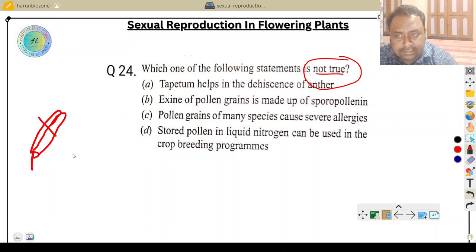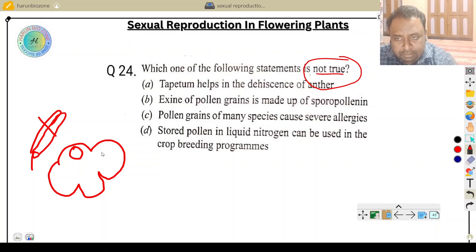If you section it, four chambers are present. This is one chamber, second two chamber, three chamber, four chamber. Here sporogenous tissue is present. This is the tapetum layer, the inner layer, and here epidermis, endothecium, and middle layer are present.